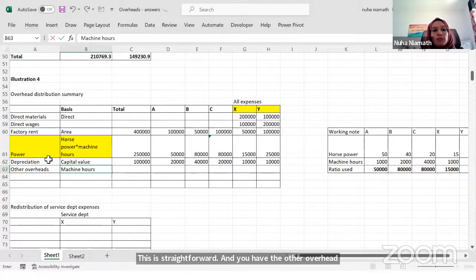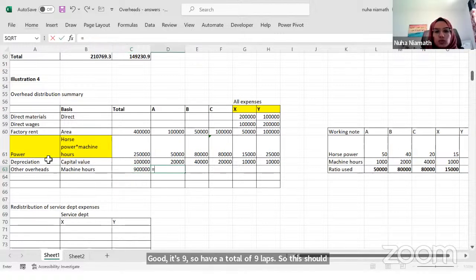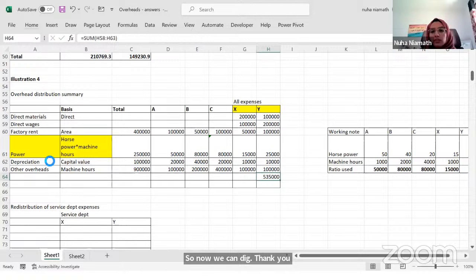Then we have the other overheads, which will be distributed on the basis of machine hours alone. Here we don't have to do horsepower into machine hours because this is not power, this is just normal other overheads. So we can add up all our machine hours here, which comes up to 4, 5, 6, 7, 8, 9. Correct? It's 9. So this should be pretty straightforward. This will be into 1 by 9, into 2 by 9, into 4 by 9, then 1 by 9, and 1 by 9. So now we can take the total of everything.